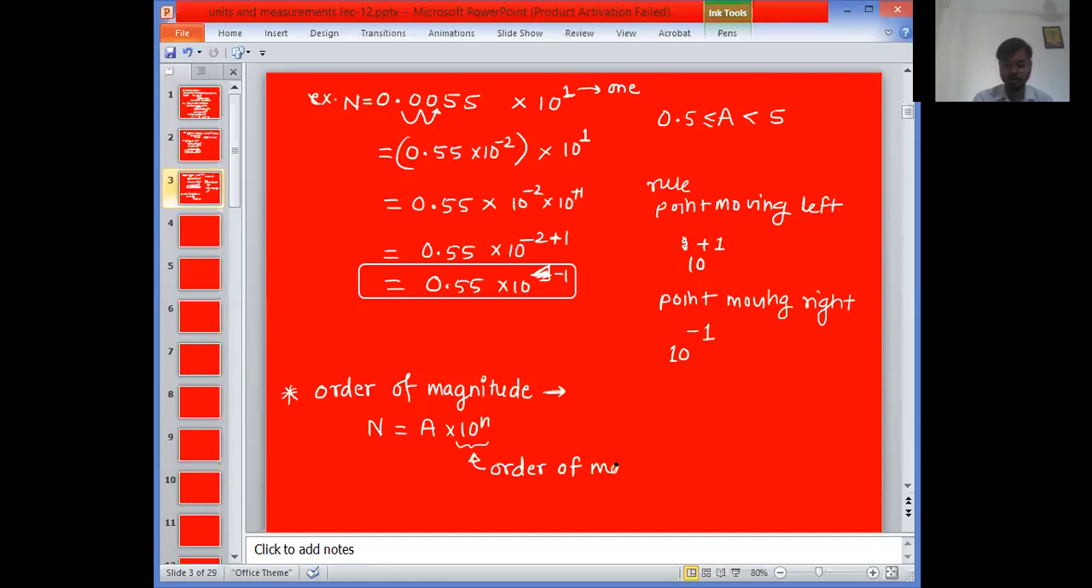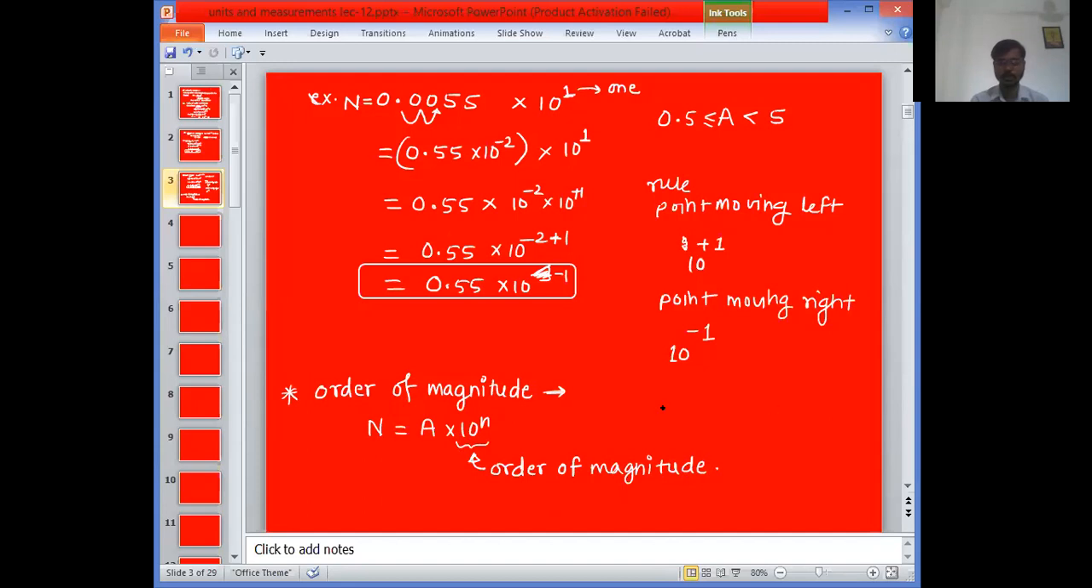Order of magnitude. Just keep on writing along with me. We are going to discuss more about this order of magnitude. Okay, first of all write the given number in terms of scientific notation, and this 10 raised to n term is called as order of magnitude. Okay, now let us take one example on this.